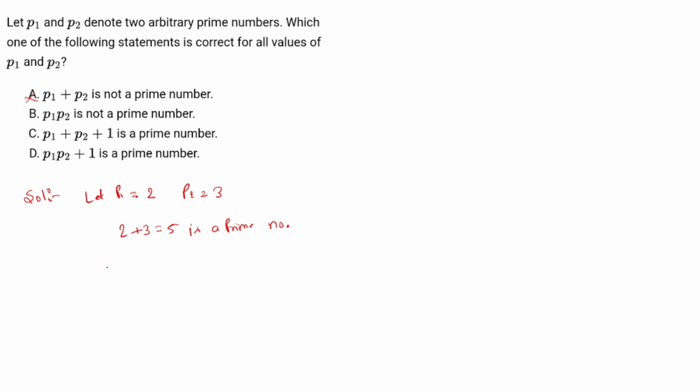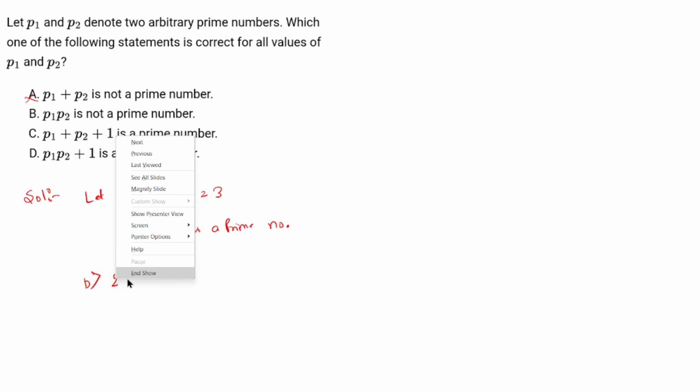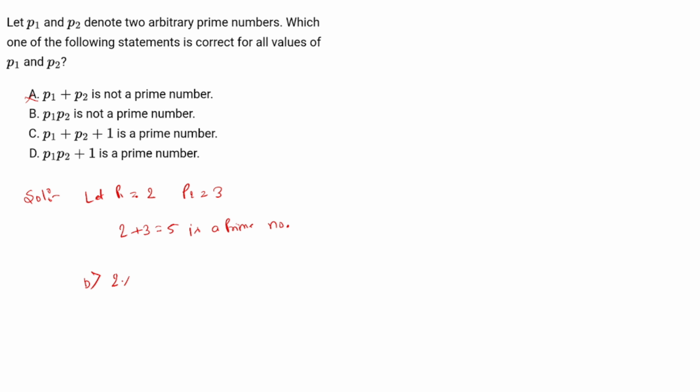So in option B, P1 is equal to 2 and P2 is equal to 3. 2 into 3 equal to 6. 6 is an even number, so it is not a prime number. A prime number is a unique number which is not divisible by any other digits. Okay. So 2 into 3 is 6. 6 is an even number, so it is not a prime number. So this option is correct.